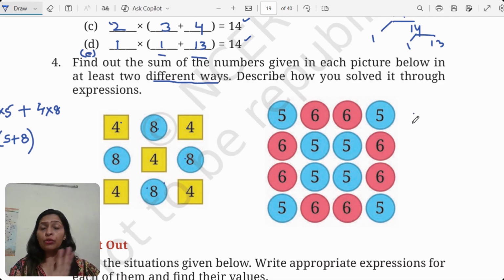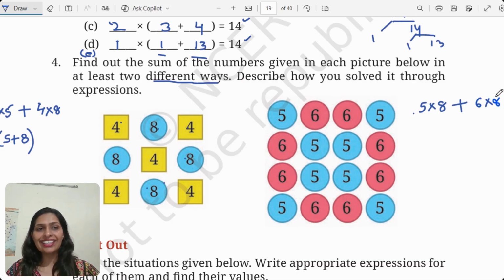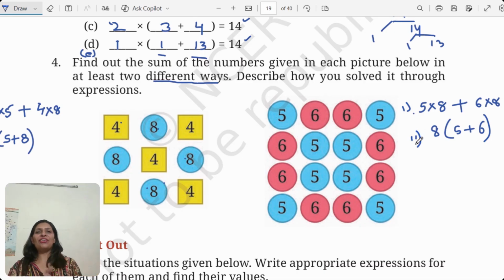Now the last part. We have only 5s and 6s here. How many 5s are there? 1, 2, 3, 4, 5, 6, 7, 8. So I can write 5 multiplied by 8, plus how many 6s are there? 1, 2, 3, 4, 5, 6, 7, 8. So this is 6 into 8. And 8 is common, so we are left with 5 plus 6. This is the first way, and this is the second way.